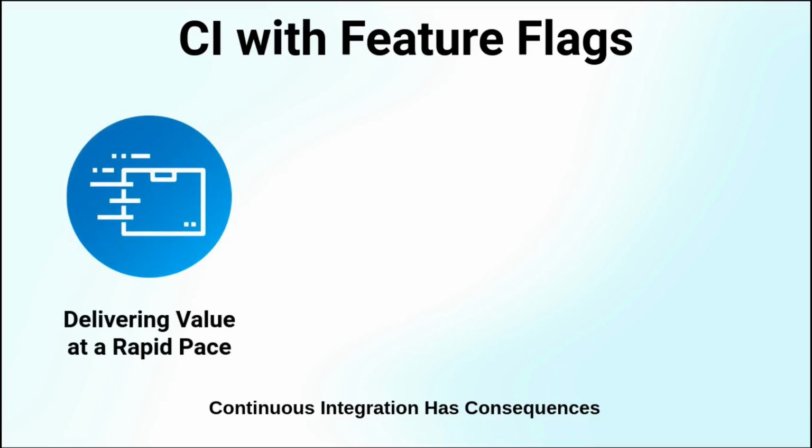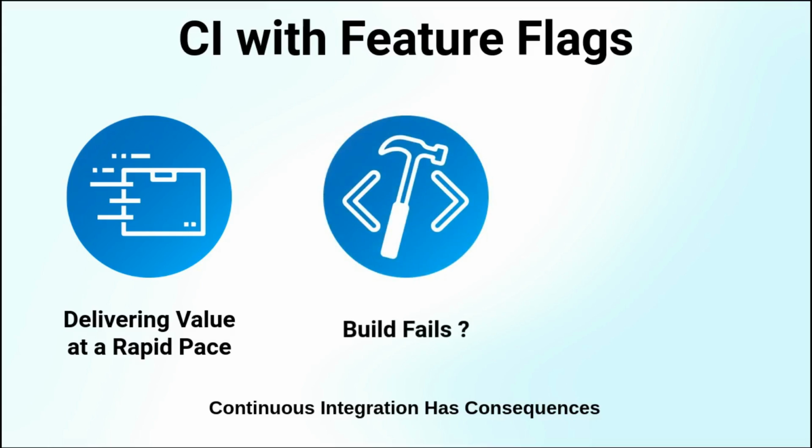But it bears repeating. There's no such thing as error-free code. What happens when a build fails? What happens when that failure was because of a feature flag setting? How easy is it to toggle the feature and rebuild? How do you know which features to toggle?